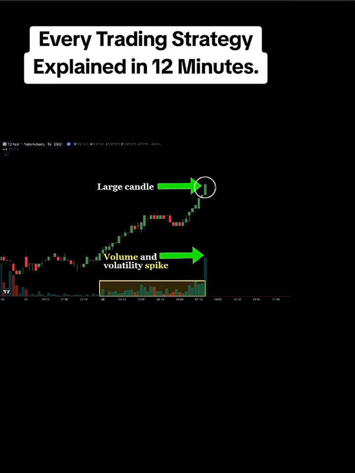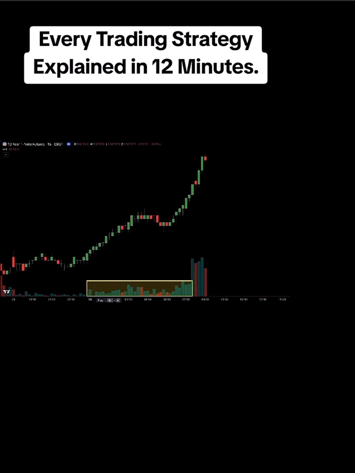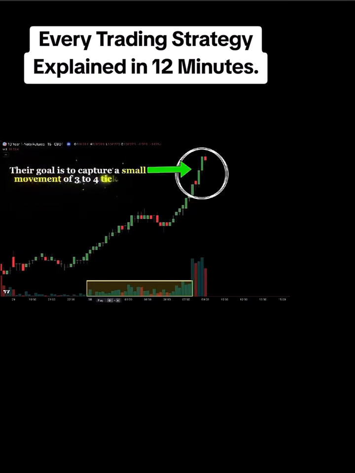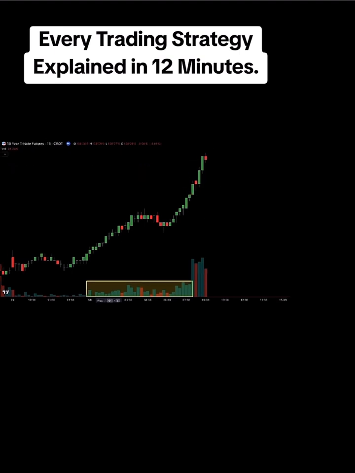Traders employing this strategy enter positions in the direction of the large candle formed at the opening. Their goal is to capture a small movement of 3 to 4 ticks, which can translate into significant profits for traders with large accounts, given the leverage in futures markets.